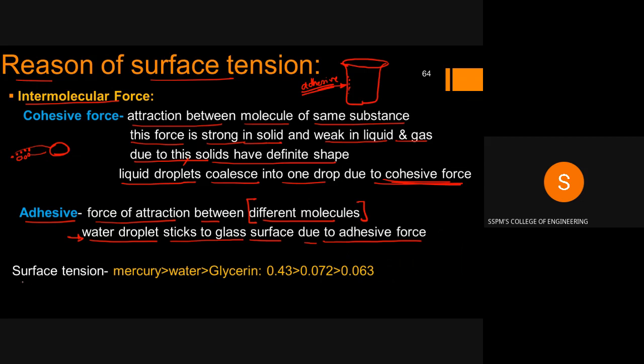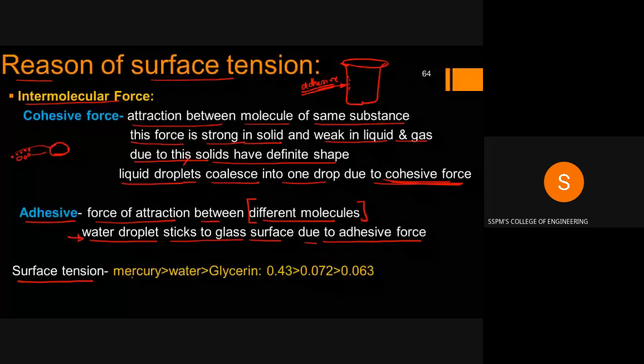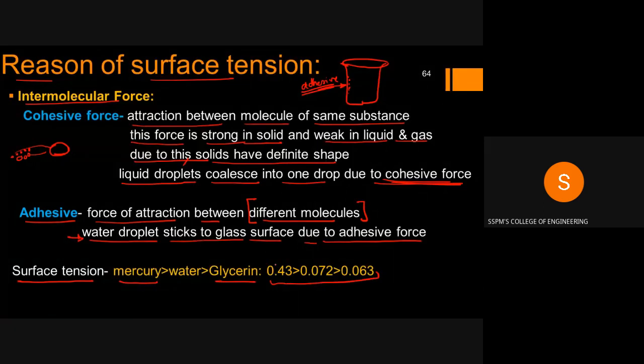Now for the surface tension, maximum surface tension is observed in the mercury and the minimum is in glycerin. So here the relation is given. Mercury has a surface tension of 0.43, water has 0.072, and glycerin has 0.063.